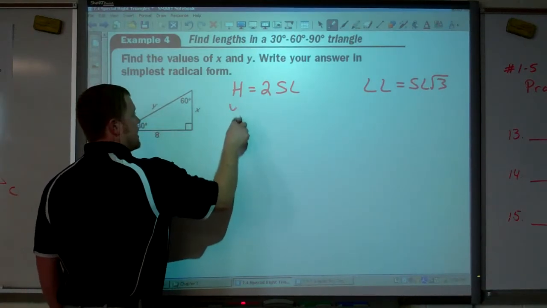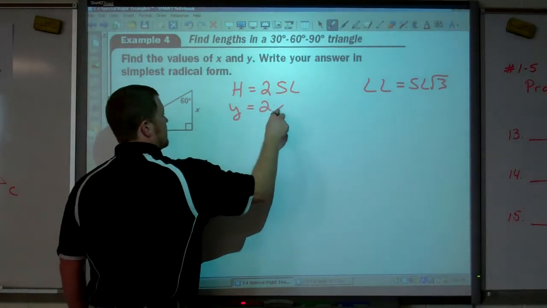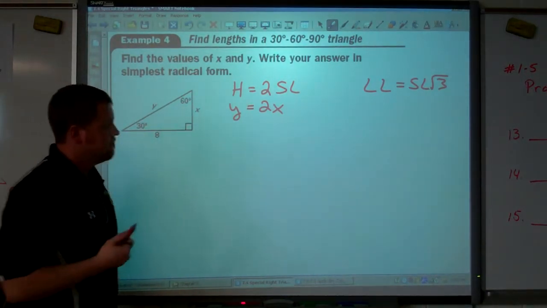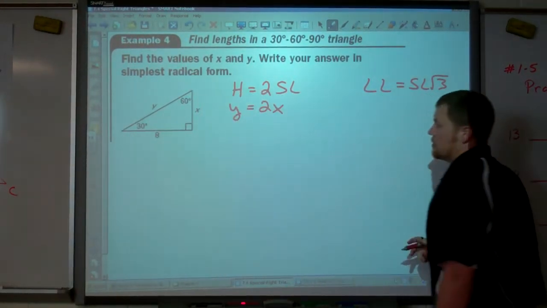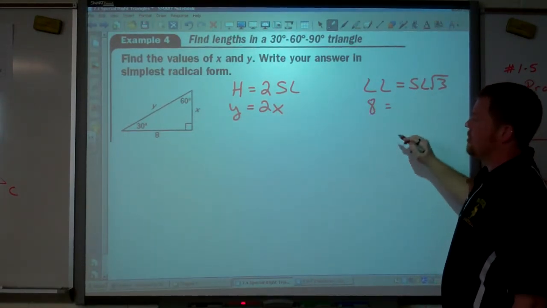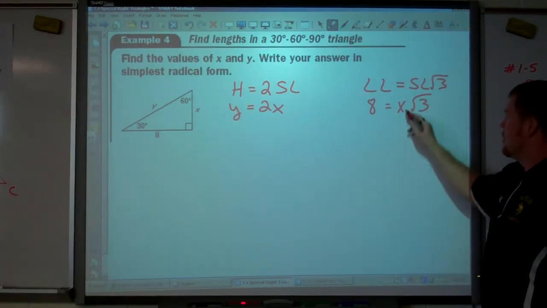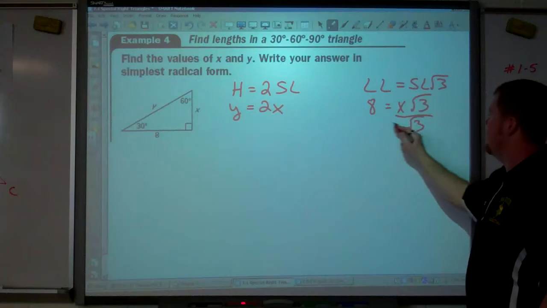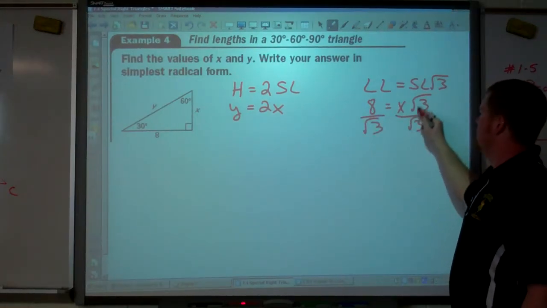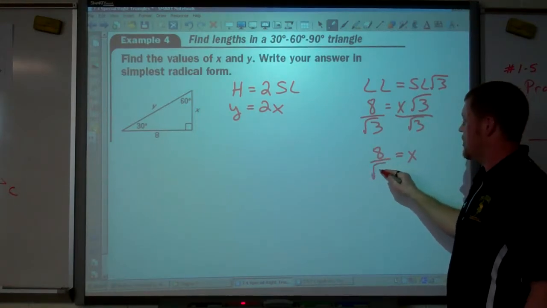The hypotenuse here is y, so y equals 2 times the shorter leg, which is x. Can you solve that equation? No. So we go over here. The longer leg equals 8. The shorter leg is x, so 8 equals x times the square root of 3. Solving for x, we divide by the square root of 3. Those cancel out. We're left with x equals 8 divided by the square root of 3.